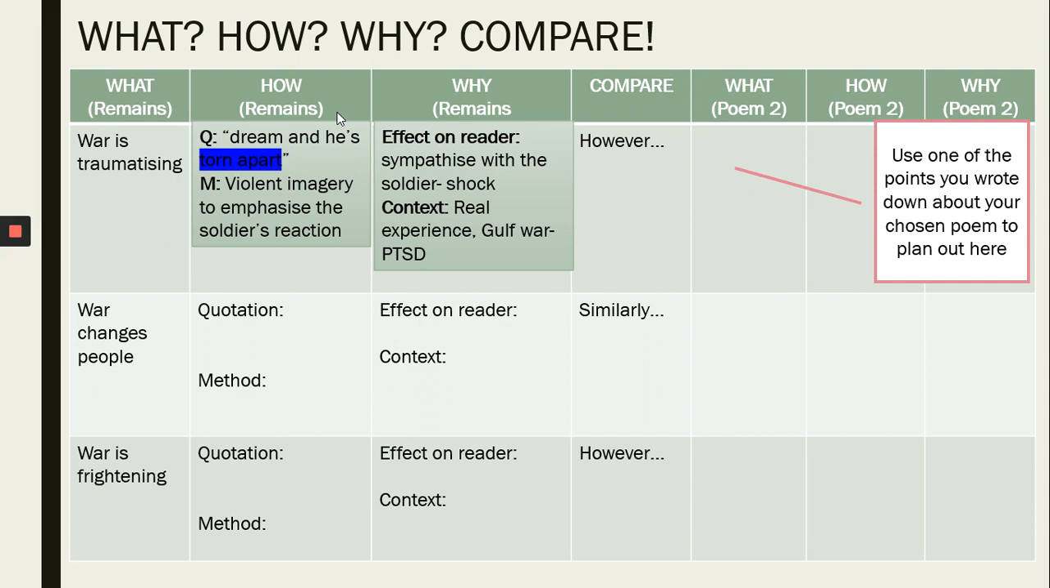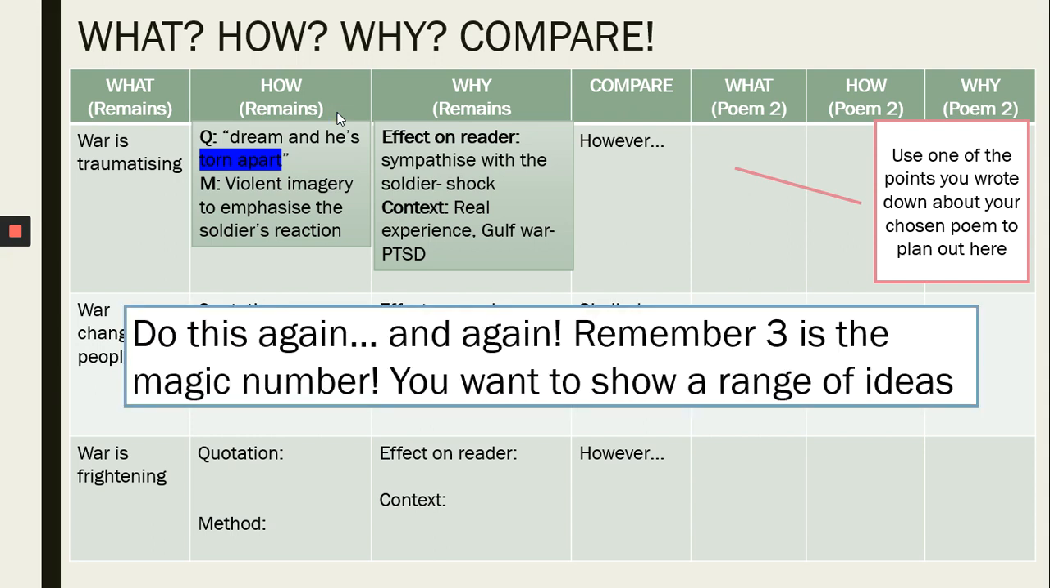and come back to me, because I've just realised that I was supposed to do these bits. Gosh, you can tell I've not done this before. So I've already talked these through, but we need to do it three times. Magic number, you want to show a range of ideas.